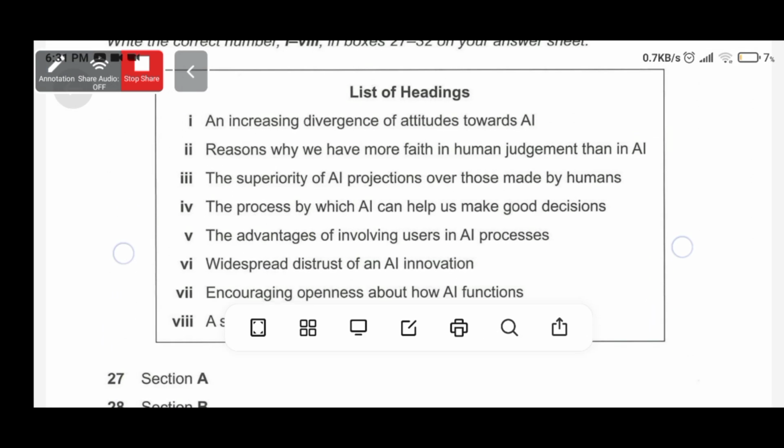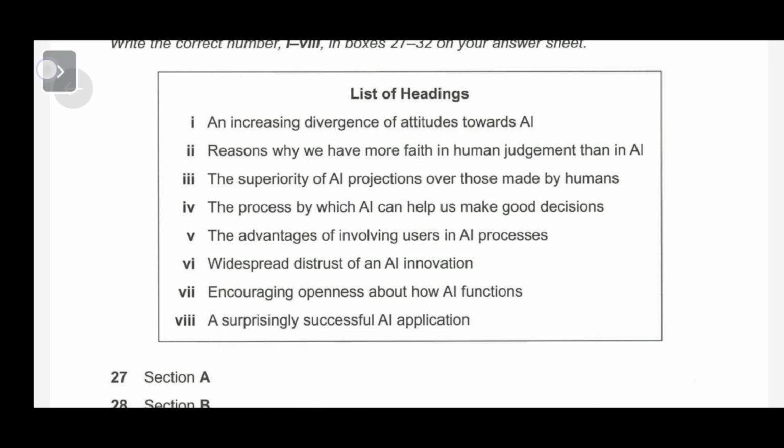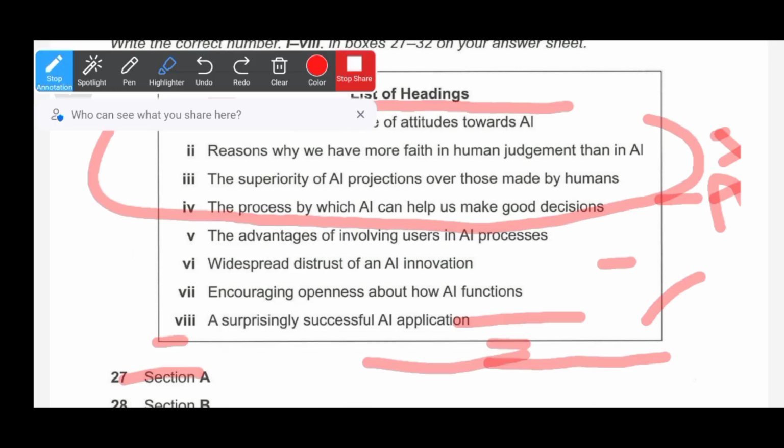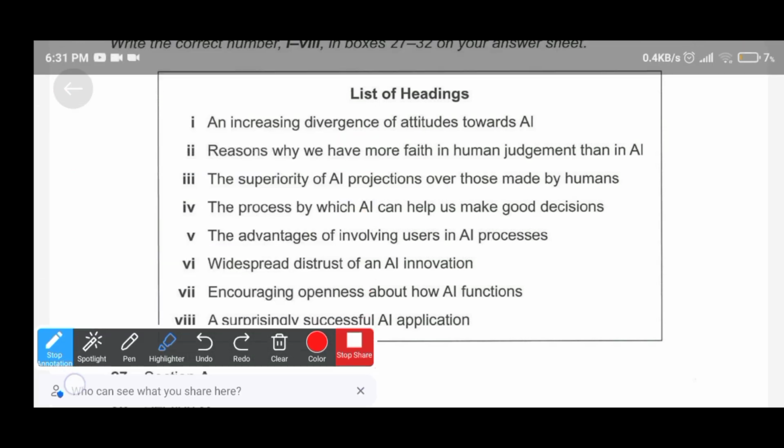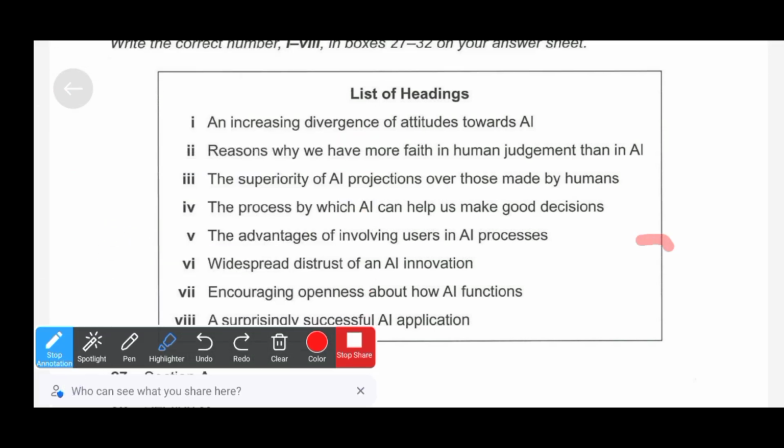Now simply move to the list of headings. So mainly they are talking about three things in three different paragraphs. First, about artificial intelligence. Second, they are comparing artificial intelligence with humans and also talking about its better way. And third, they have raised a question: how to make people trust it, because they are not trusting.